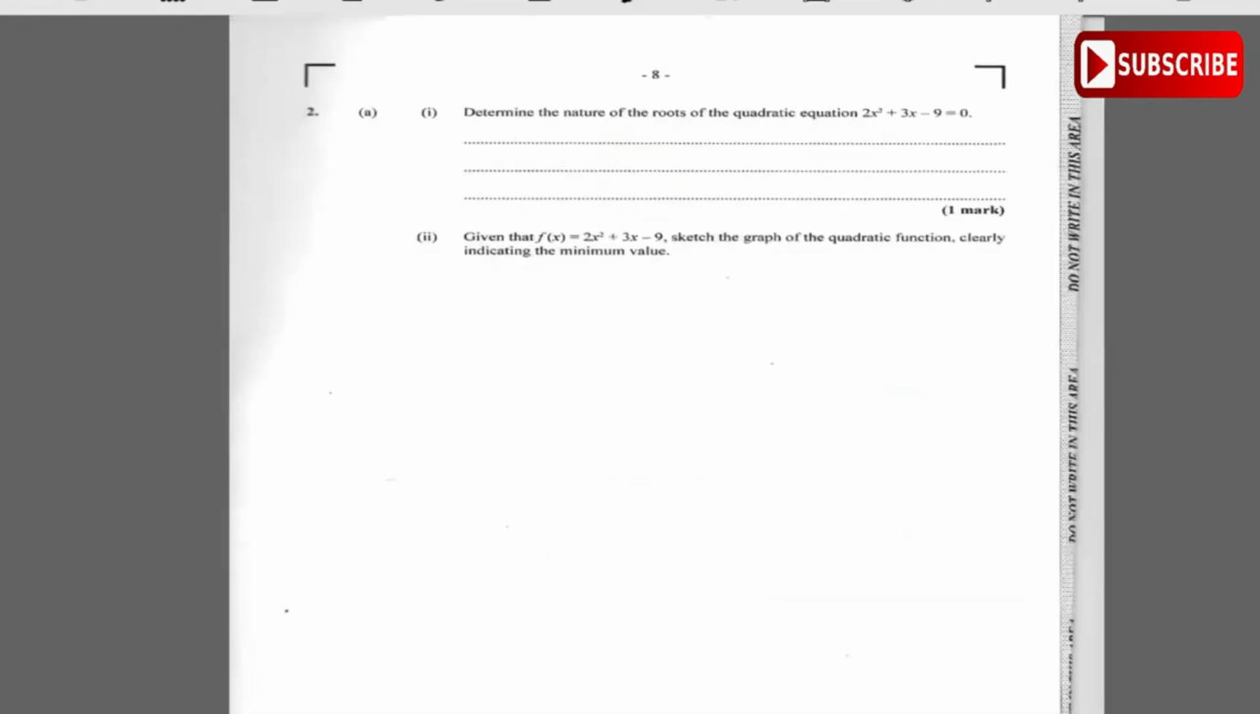Now this question, part 2. Question 2 now is dealing with discriminants. It says determine the nature of the roots of the quadratic equation. To determine the nature of the roots, the first thing you find is b squared minus 4ac. So b squared is 3 squared minus 4 times 2 times minus 9. So b squared minus 4ac, when you work out the discriminant, is 3 squared minus 4 times 2 times minus 9.